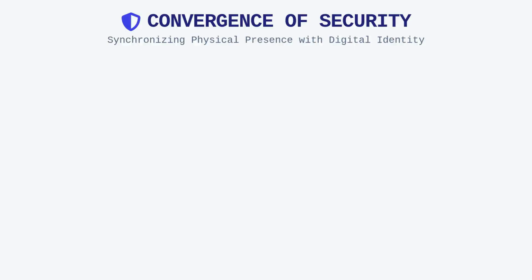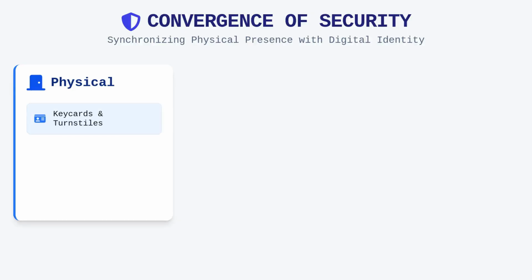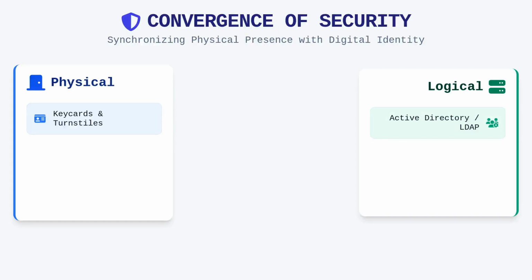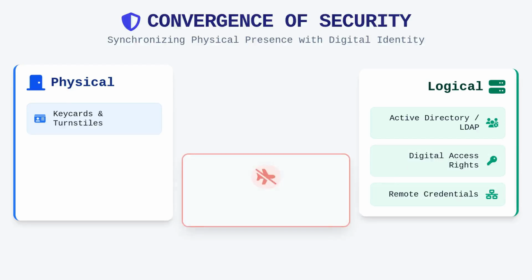The final piece of this puzzle is the convergence of physical and logical security measures, which is essential for protecting critical infrastructure. Integrating proximity-based keycards and turnstiles with Active Directory or LDAP services ensures that a person's physical location is synchronized with their digital access rights. If a user is physically present in a secure office, their credentials should not simultaneously be used to access a VPN from a remote location, a concept known as impossible travel.